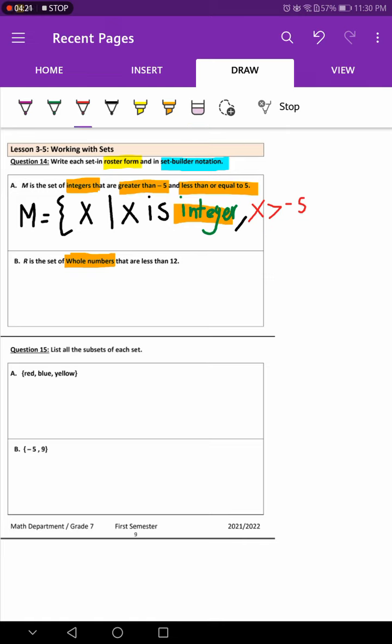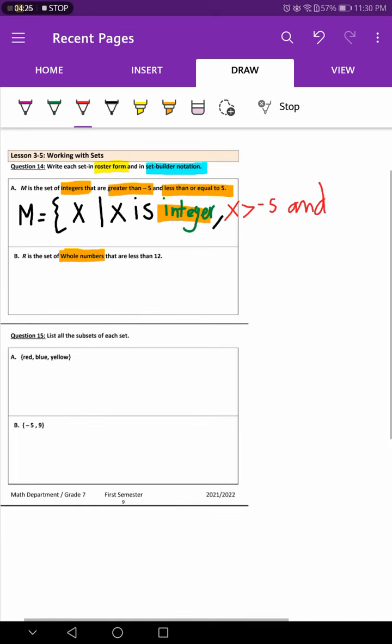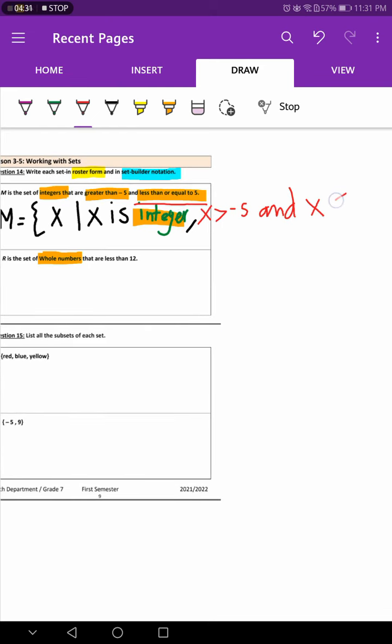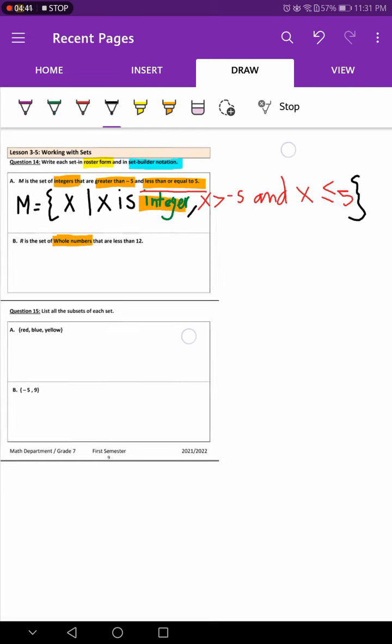Okay, and in one line I mean, and x less than or equal to 5. Then I draw the curly brace and close the set. This way I write the set builder notation, my dear student.